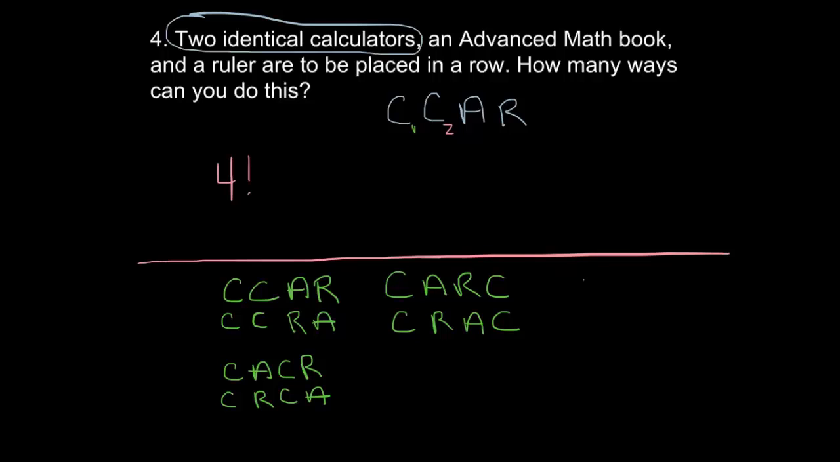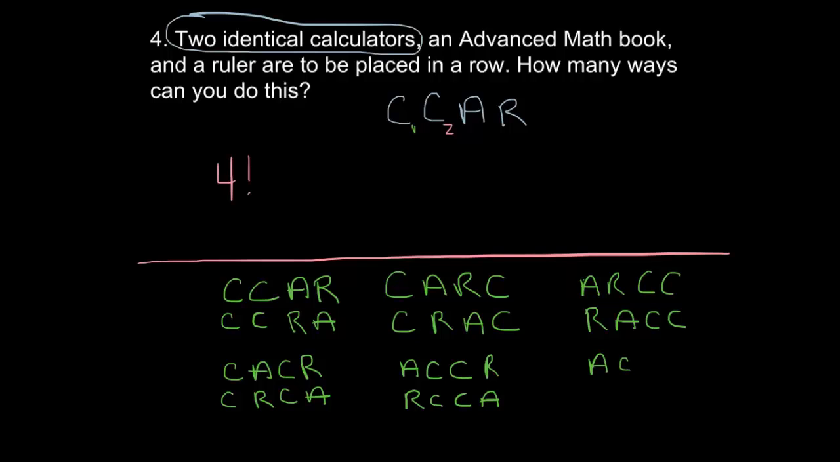I could have the 2 C's in the middle, C, C, and then I could have an advanced math book, ruler. I could have ruler, calculator, advanced math book. And I could have the 2 C's at the end. I could have these 2. And then I guess lastly, what am I missing here? I think I just need calculators in the 3rd and the 4th position. So I think that is everything.